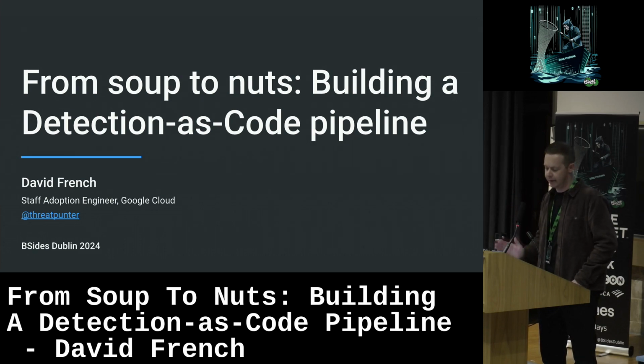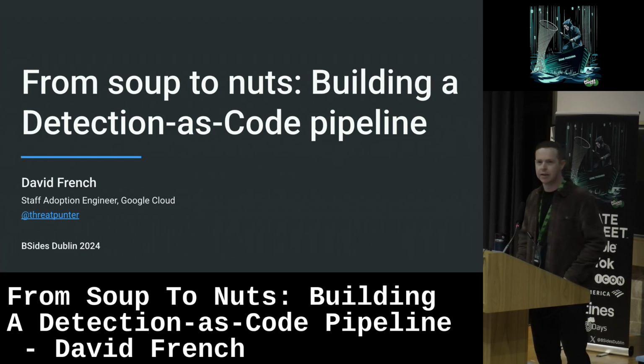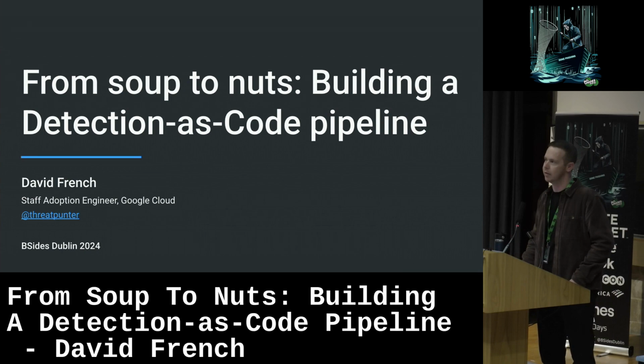I'm going to be speaking about detection as code in this session, which is a methodology that uses code and automation to manage detection content in security tools. The reason I used the phrase from soup to nuts, from start to finish, in this title is I want this to serve as a lasting reference for people who need an introduction to detection as code and need a practical example of how to build it and implement it. So it's not just theory, we're going to show you how to build something here.